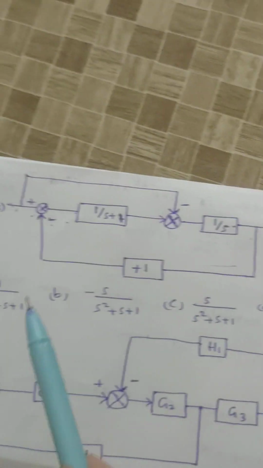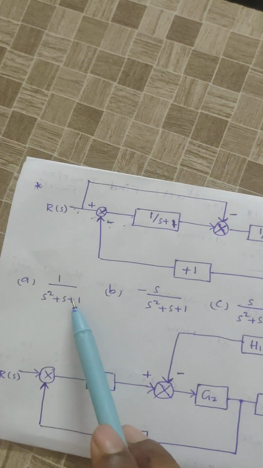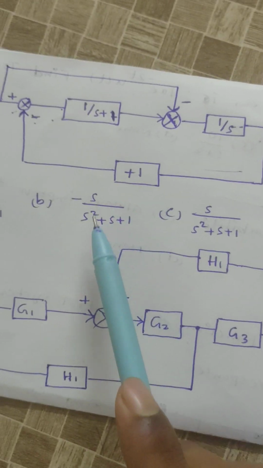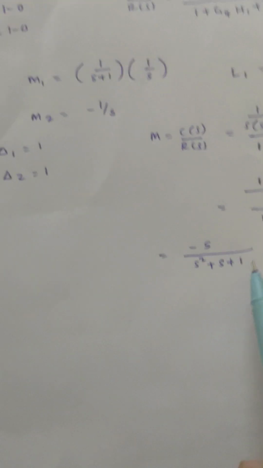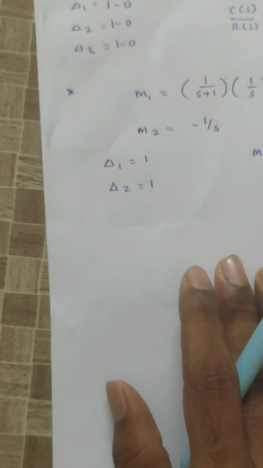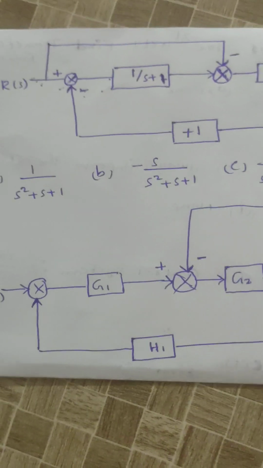Now see here, from the given options, the first option is 1 by S square plus S plus 1, that is not correct. The second option is minus S by S square plus S plus 1, right? That means the second option is correct. Okay, similarly the last problem.